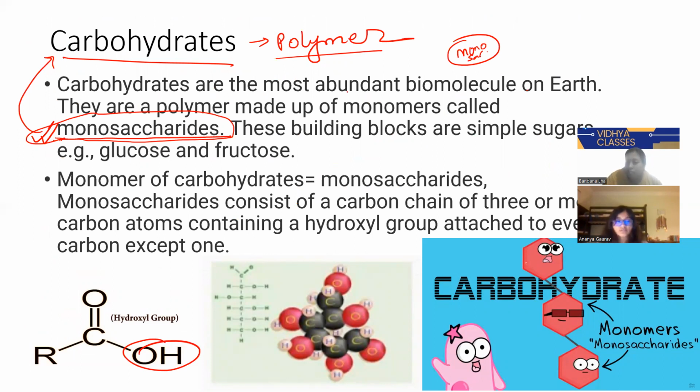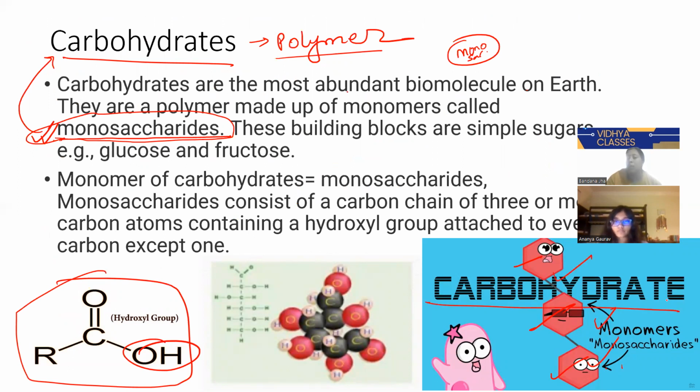Okay, so these are what? These are our monosaccharides, in which this hydroxyl bond is there. So the collection of all monosaccharides is known as what? Your carbohydrates. Carbs. Now any doubt? No. Fine. So these building blocks are simple sugars, that is glucose and fructose. The monomer of carbohydrates is monosaccharides.